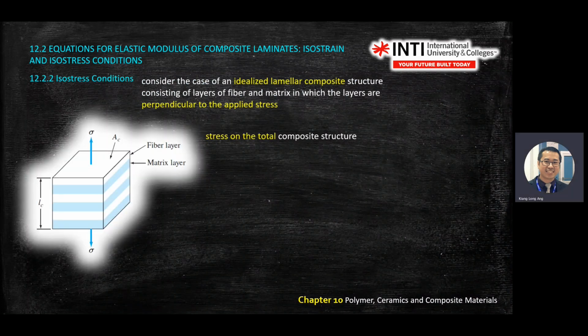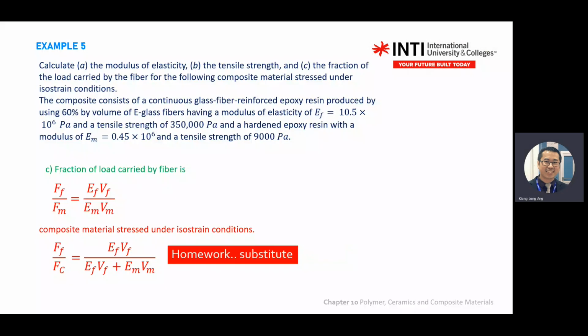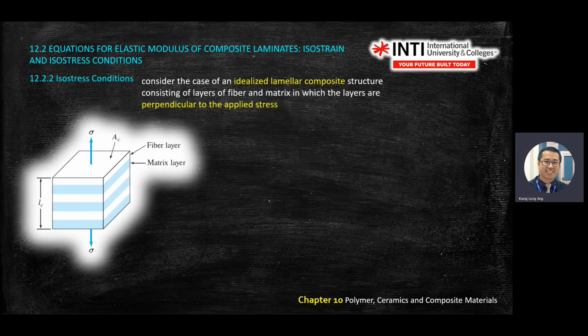So we start to dissect, go a little bit deeper on the calculation. So what do we mean by isostress? Just now it's isostrain. It's a bit different. The word isostrain is linked to deformation. The deformation in all the axes is the same. So you can use this equation. Okay. But what about isostress?